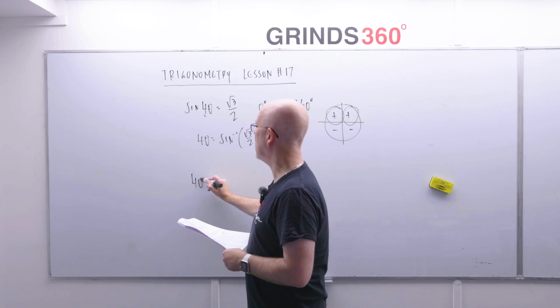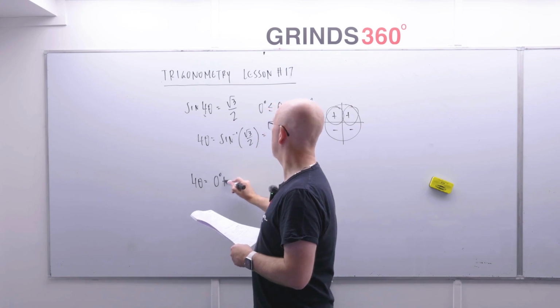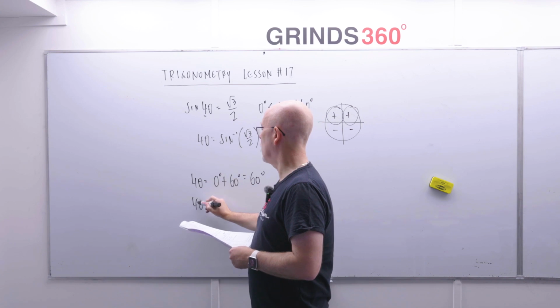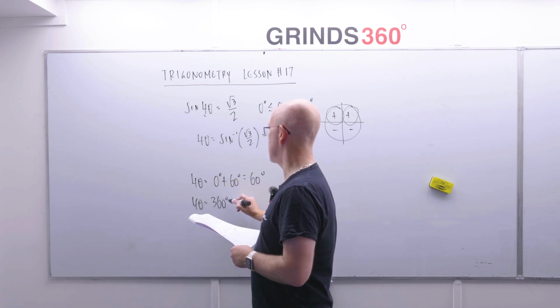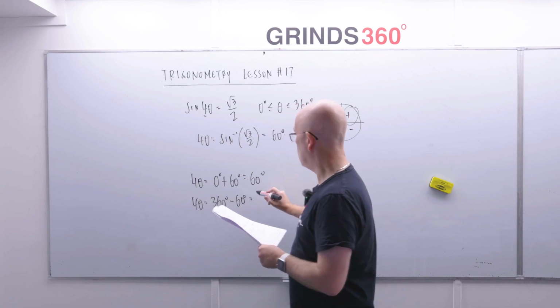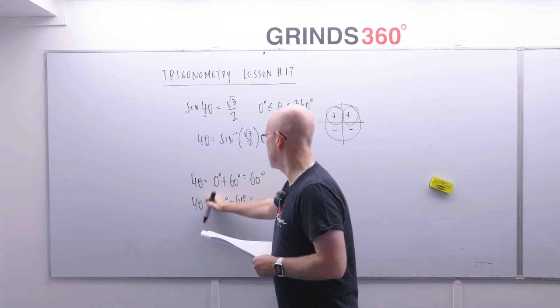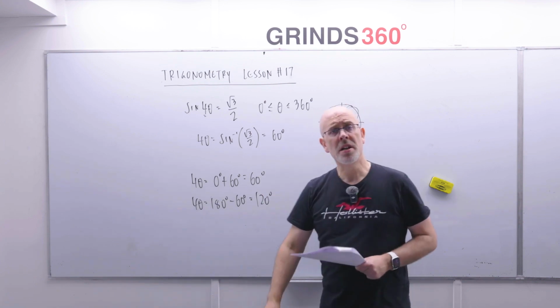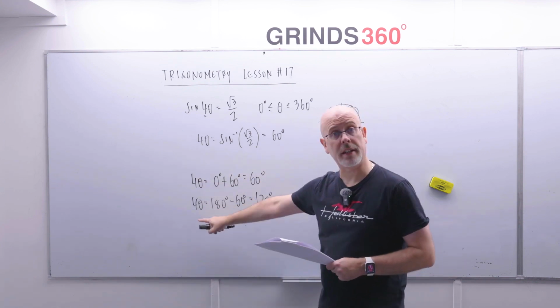So that means that 4 theta will be 0 plus 60, which is 60 degrees. And 4 theta will also be 180 minus 60, which is 120 degrees. Right? So there are my 2 values for 4 theta.